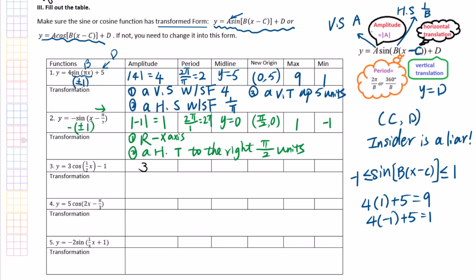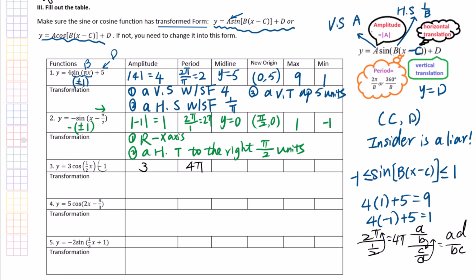Let's go to number 3. Amplitude. 3. Period. 2 pi over 1/2. For a complex fraction, the denominator will be flipped. This b goes down, this d goes up. So AD over BC. This 2 is a denominator. Go to the top. 2 times 2 is 4 pi. Period is 4 pi.